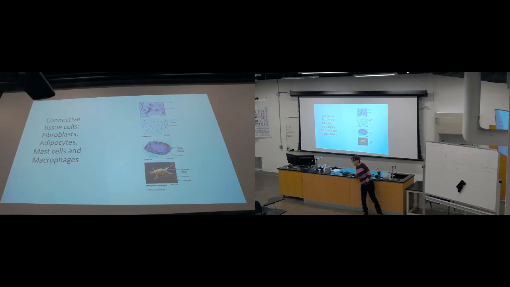Now let's move then into connective tissue. In connective tissue, we have again abundant extracellular matrix for the most part, and the cells scattered within this extracellular matrix. So here we have cells that make the connective tissue: fibroblasts, adipocytes, mast cells, and macrophages. And this is how each of these looks.